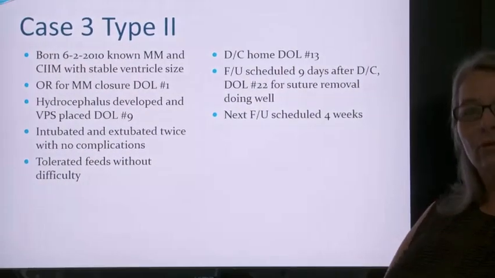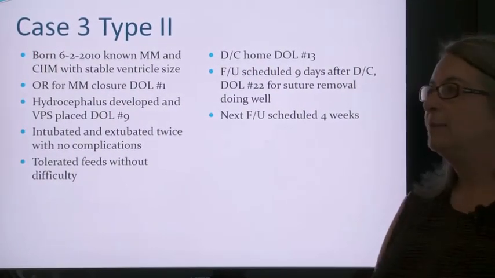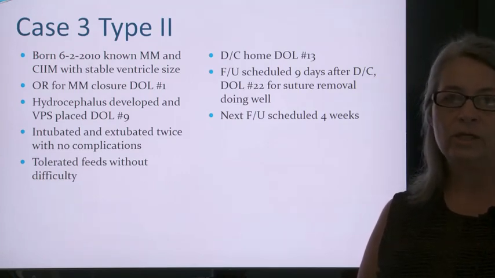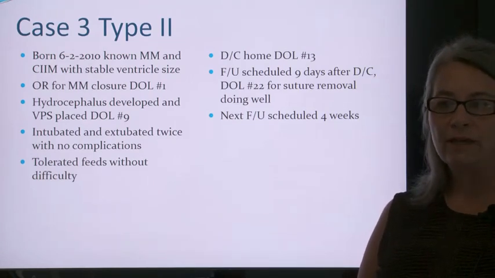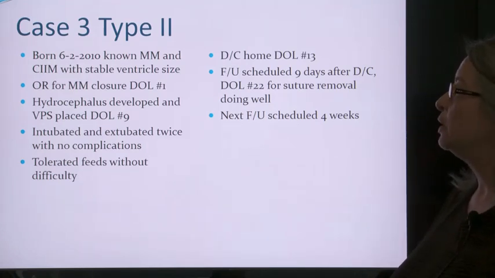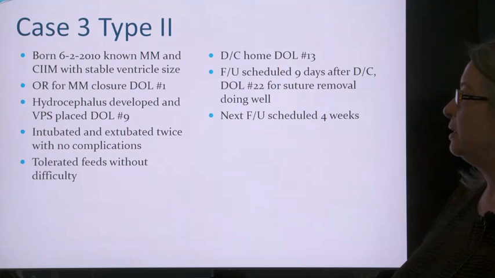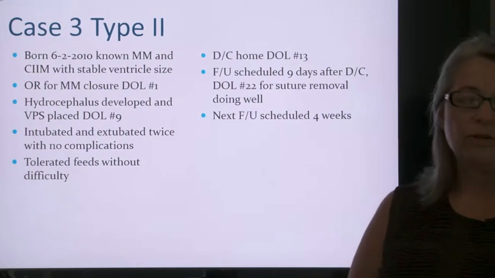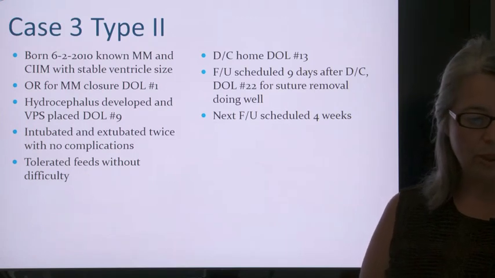So our case number 3 is a Chiari type 2, and remember the Chiari type 2 malformations are always associated with neural tube defects like spina bifida. So our little patient was born in 2010. We're going to take you through her first month of life. So she was born in 2010.